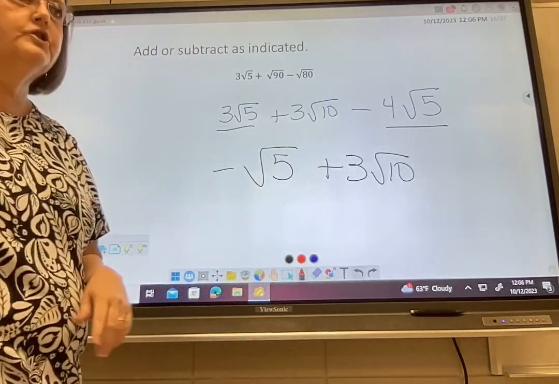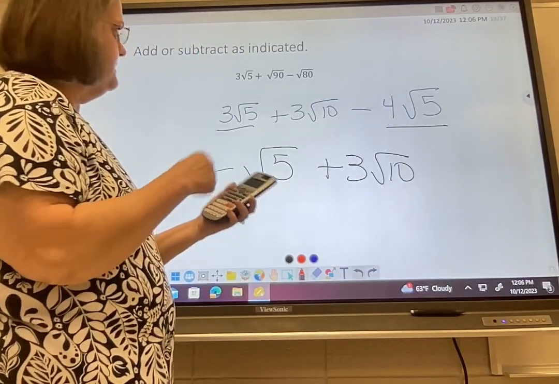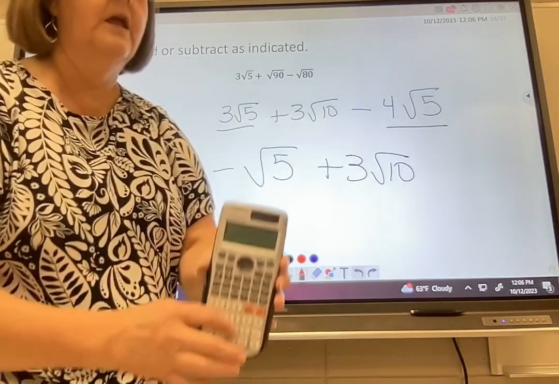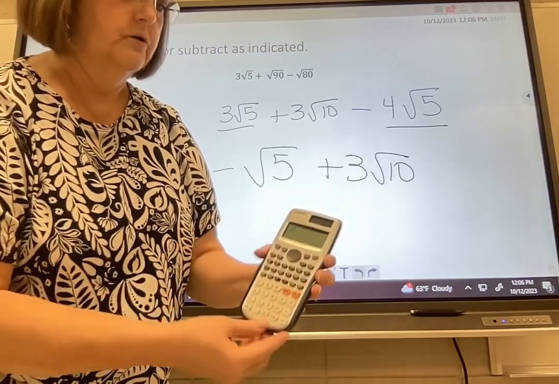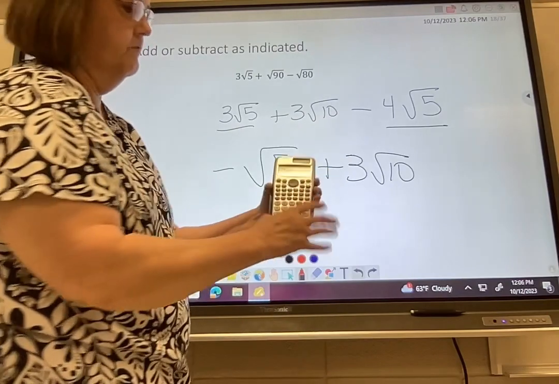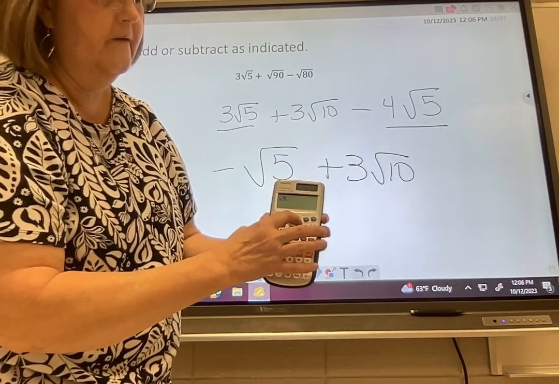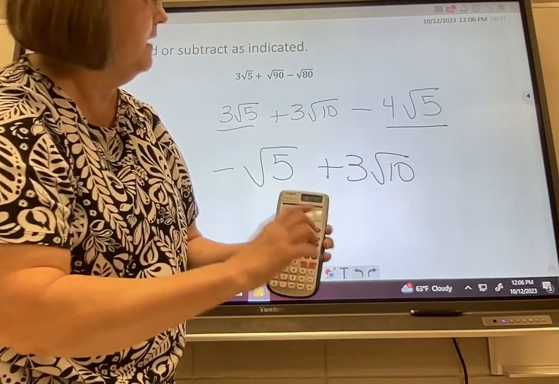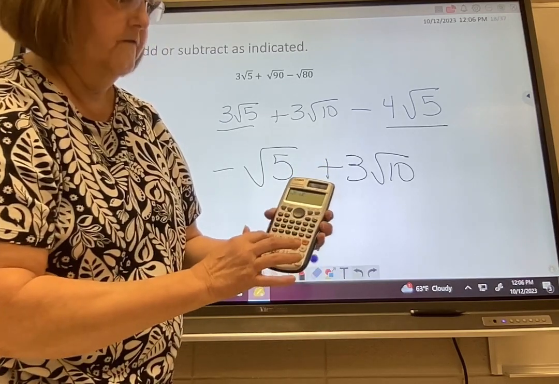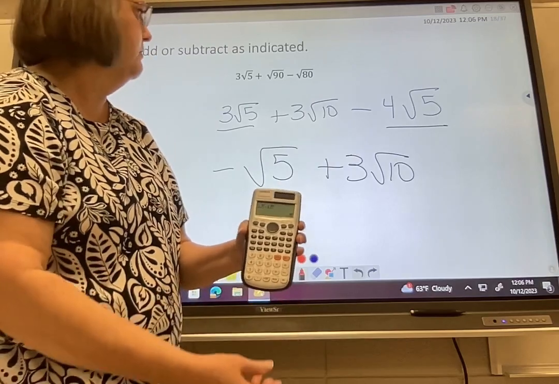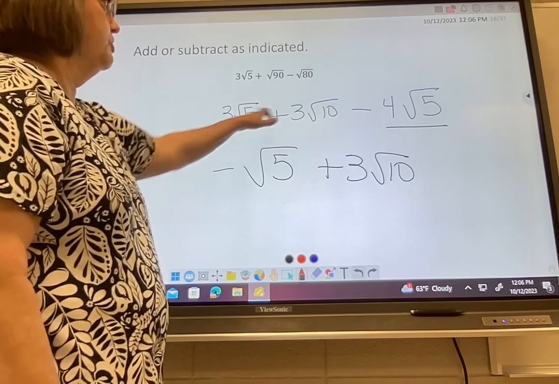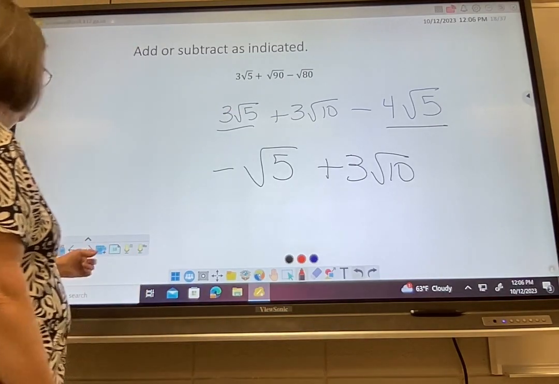Now, if you don't trust yourself, you can always type that in. And this is how you type that in. So you'll go 3 square root, hit 5. Now, to get -4 square roots of 5, you have to hit that right. You have to scroll right and come out from under the radical. And then go -4 square root 5. And then hit equals, and it'll tell you it's negative square root of 5. So you can use your calculator once you get it here to do it.